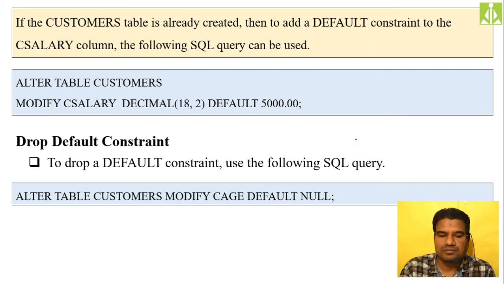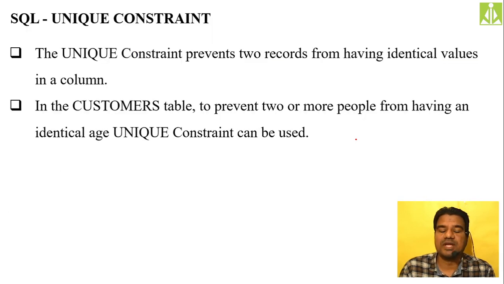Hopefully you understood. Okay, then the unique constraint. What will this unique constraint do? It will prevent two records from having identical values. Let us say you want all the customer names unique, all the customer IDs unique. You don't want duplicate IDs, or duplicate names, or duplicate ages of the customer. Simply impose this unique constraint on that particular column.